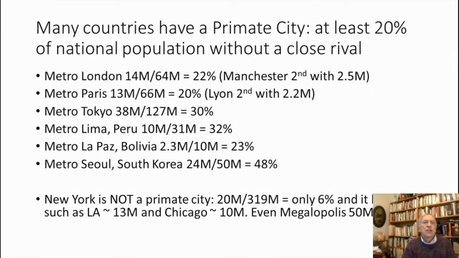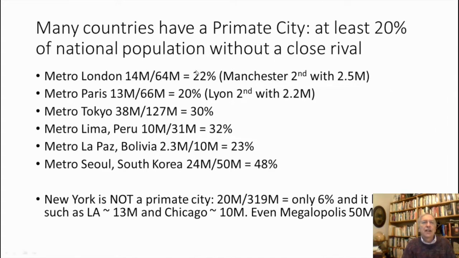So if we look at the first example, metropolitan London, I just use capital M for million. 14 million people in metropolitan London. All of England, or the United Kingdom, only has 64 million, so that's 22%. Manchester is the second largest city. It only has 2.5 million people.